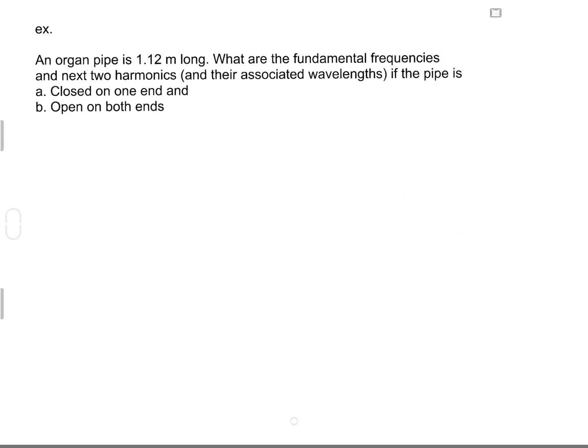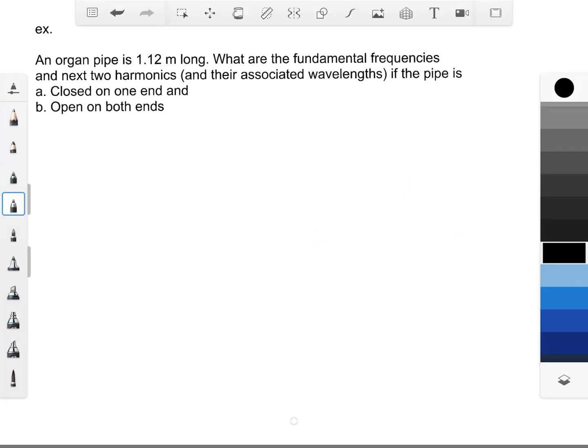Okay, first example. An organ pipe is 1.12 meters long. What are the fundamental frequency and next two harmonics and their associated wavelengths if A, the pipe is closed on one end, and B, the pipe is open on both ends? All right, let's look at A first.